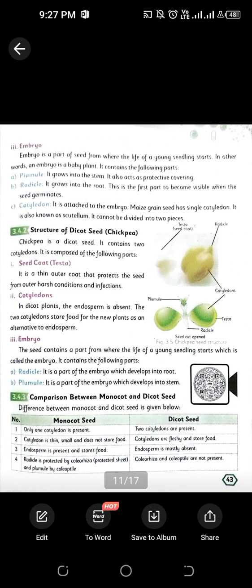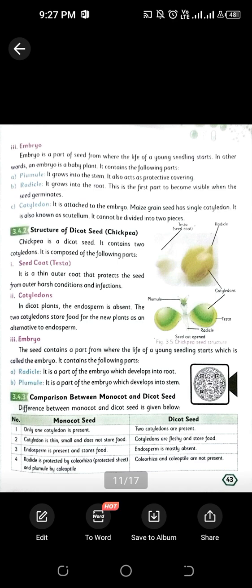Embryo is the part of the seed where basically the new plants are generated. In other words, the embryo is a baby plant. Inside a seed there is an embryo which develops into a new plant. You might have observed that the seed breaks and a new plant germinates from the seed, right? So the baby plant that germinates from the seed is the embryo.